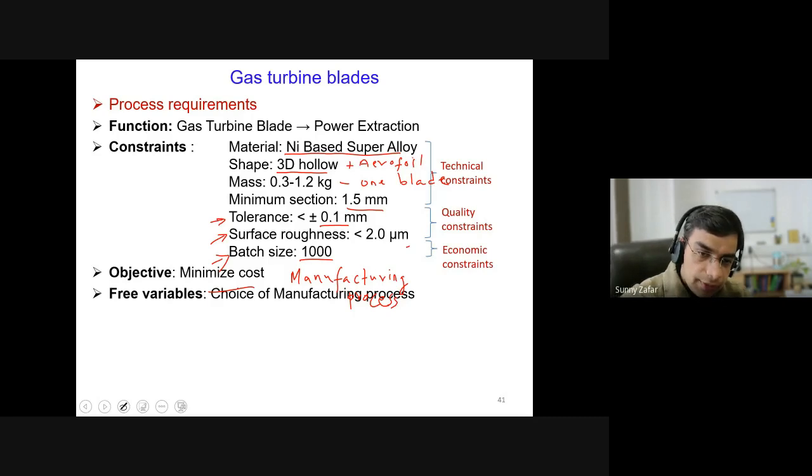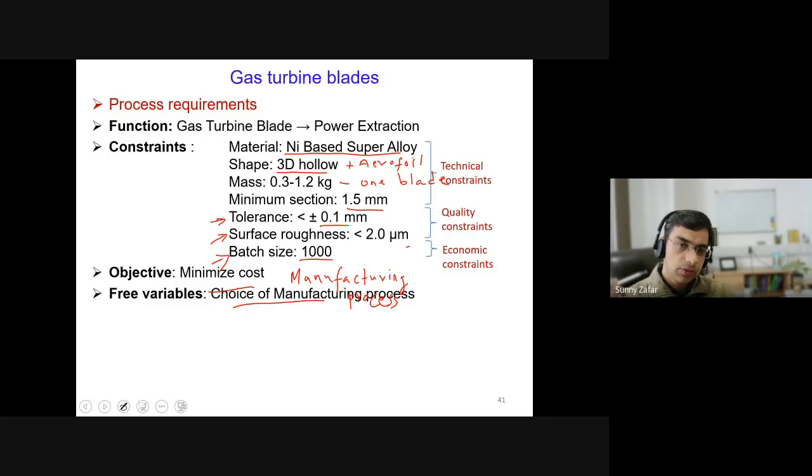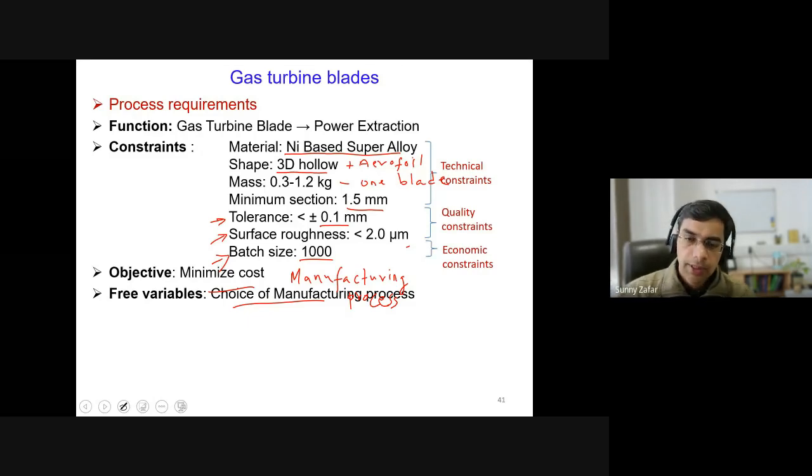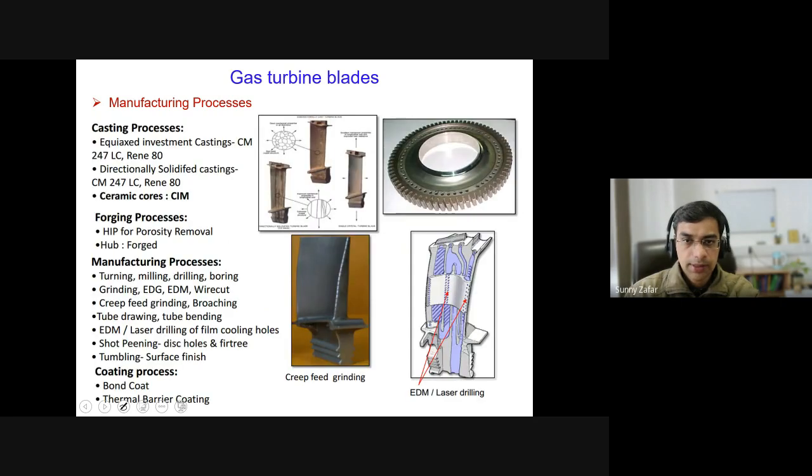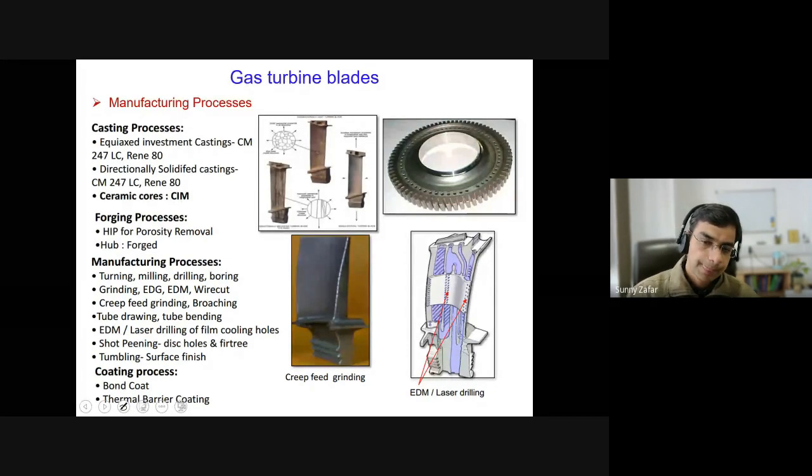To do this, we have a free variable, that is, we have to select the manufacturing process. That is what this course is all about, where we have specific products and we are selecting the manufacturing process, starting from primary processes, going forward to secondary processes. So going ahead, we'll see an overview. This is just an overview, but we will jump into the details of each of these processes.